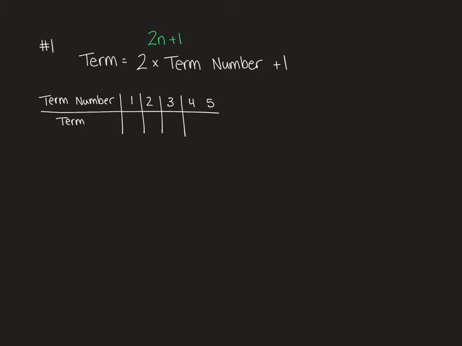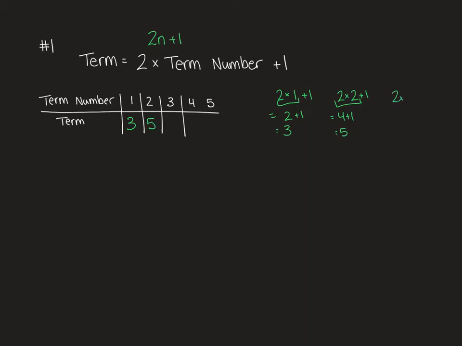So if we were to figure this out, we'd go, okay, 2 times the term number plus 1 equals, we do our multiplication first, 2 plus 1, which is 3. So our first term would be 3. Then we'd go, okay, our term number is now 2. So 2 times 2 plus 1 equals 4 plus 1 equals 5. So our term is 5.